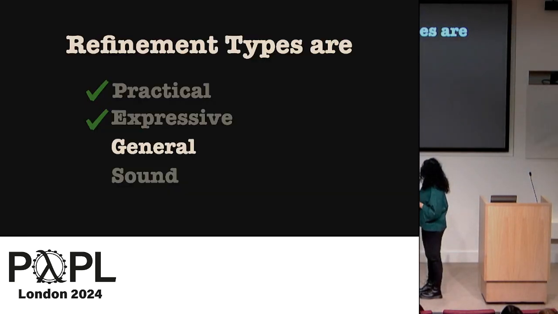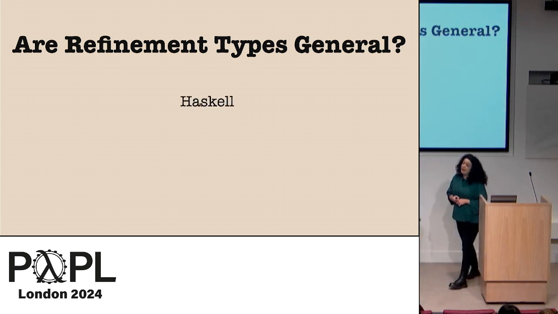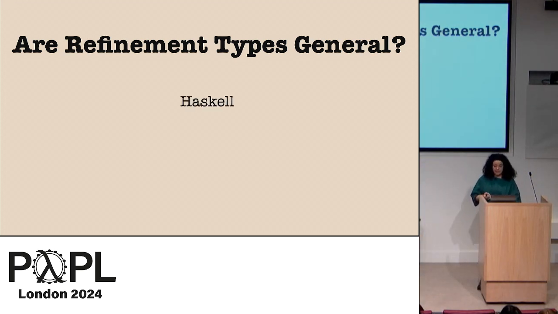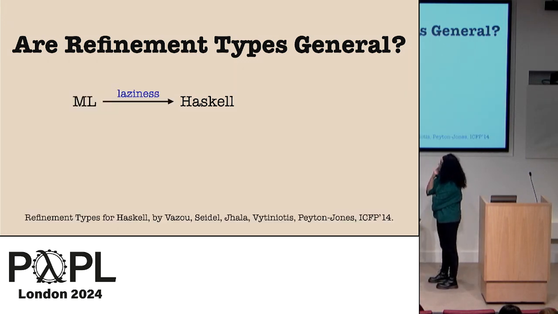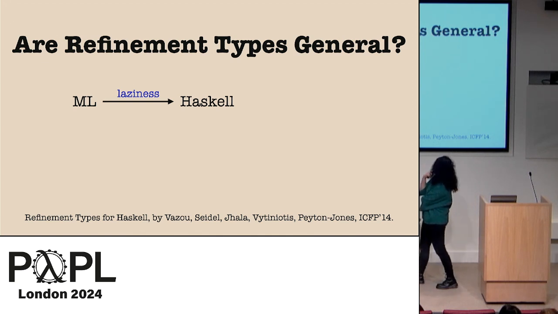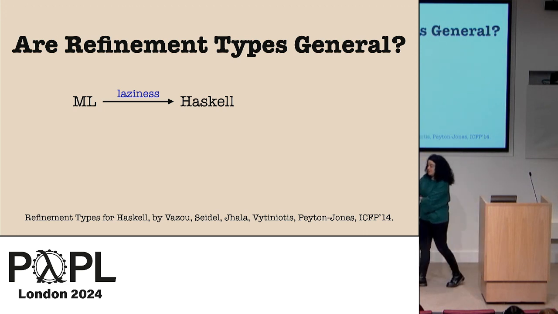But for specific domains, if you want to be expressive, it is usually open research problems. So let's see how general refinement types are. We saw Liquid Haskell, so they can definitely be used to verify properties in Haskell. But this style of refinement types actually started from ML. And when we ported refinement types from ML to Haskell, we had to address this laziness problem. So it was a very challenging part.